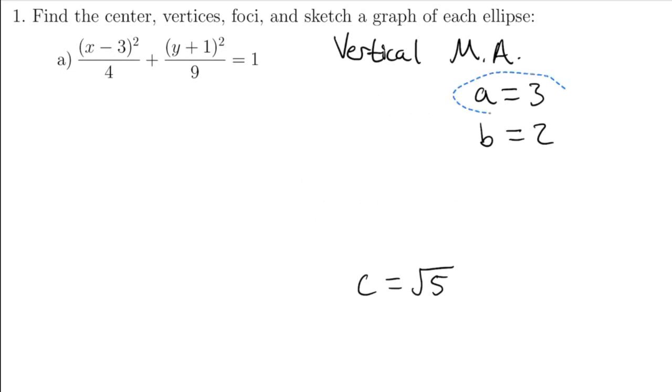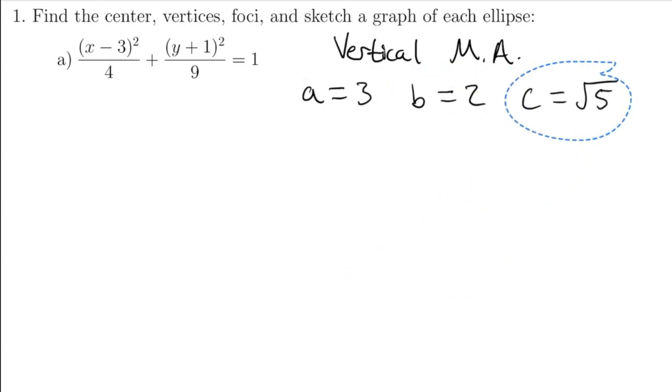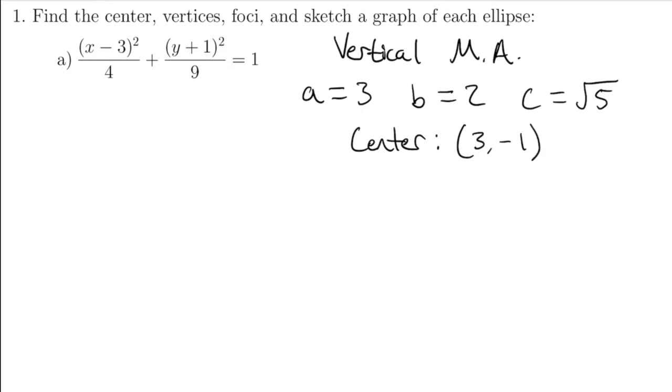I'm actually going to put the a over here. And now what else can we find by just looking at this equation? We can find the center, right? Because our center is (h, k), and in this case h is 3 and k is -1, because we could think of this as y minus 1 squared. So our center is at (3, -1). And now you could write out the vertices and foci if you know how to find those given this information.